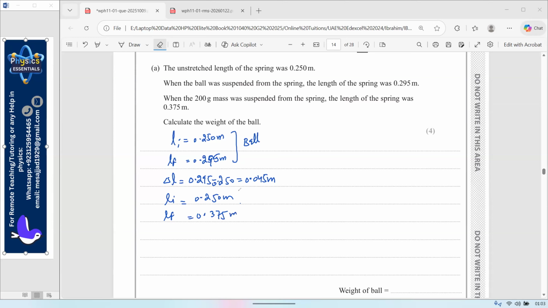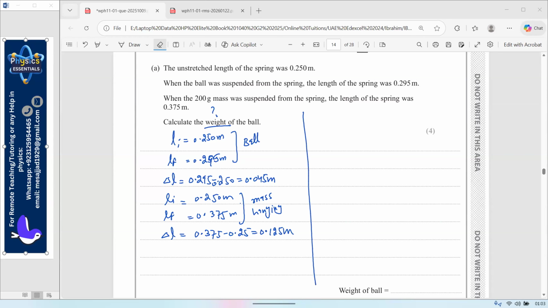Then for the hanging mass, the initial one is 0.250 meters and the final one is 0.375 meters. So that is for the mass hanging. And for that, the change in length is how much? You just need to subtract, and it is 0.125 meters.